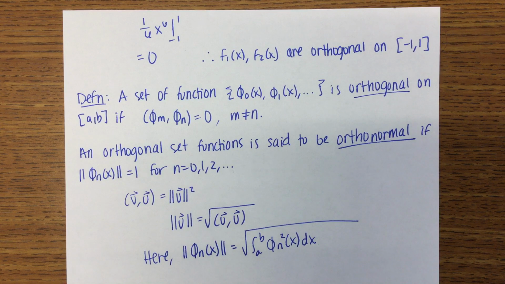So if you have a set of a bunch of functions and none of them are orthogonal except 2, then the whole set is orthogonal? No, every pairwise match. Every pair has to be orthogonal? Yes. Yeah.